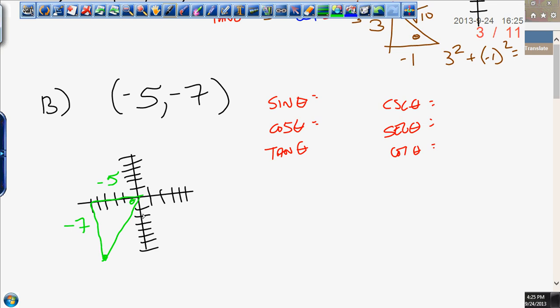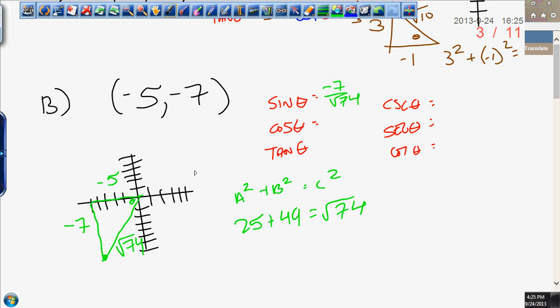So that means my sine, oh, we've got to find what this is, right? So 25 plus 49, that's a squared plus b squared. That's going to give me 74. I'm going to take the square root of that, so that's what my hypotenuse is. So sine is opposite over hypotenuse, so negative 7 over square root of 74. Cosine is adjacent over hypotenuse, so negative 5 over square root of 74. And then lastly, tangent is 7/5, because negative over a negative is a positive.